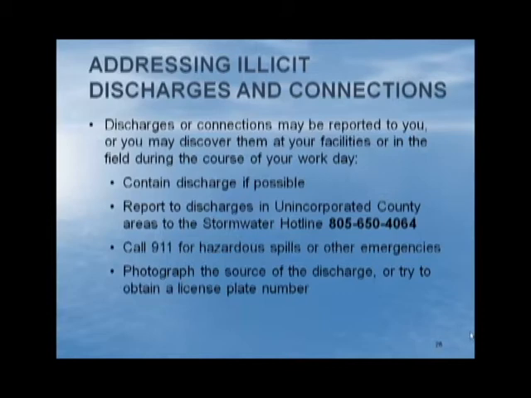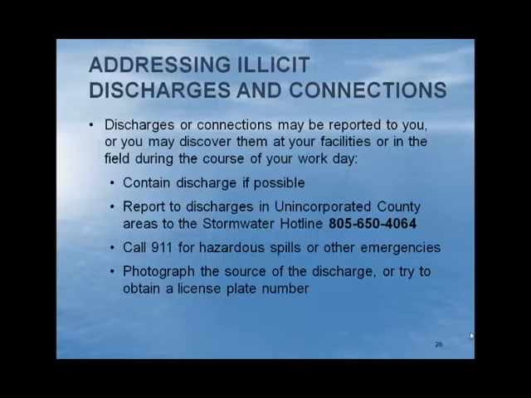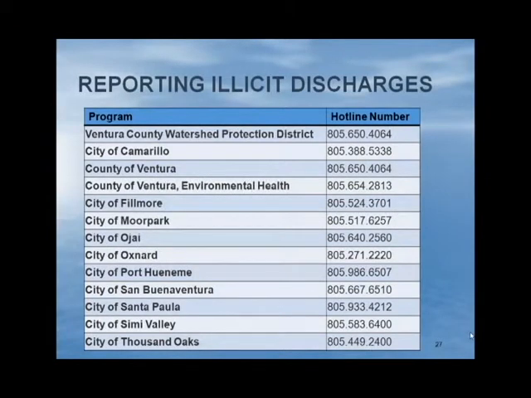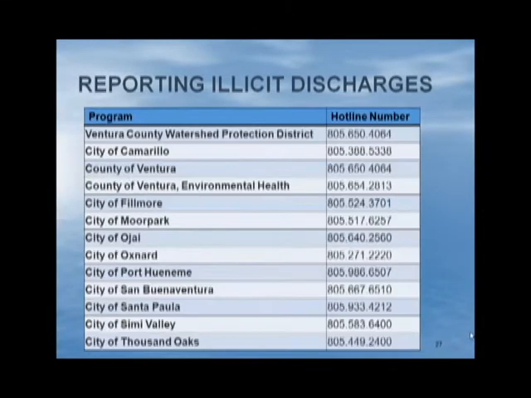Steps to respond to an illicit discharge include containing the discharge when possible, reporting discharges in unincorporated county areas to the stormwater hotline at 805-650-4064, or in the case of an emergency or a hazardous materials spill, please call 911. Photograph and report sources of the discharge and try and get a license plate number if possible. For discharges within city boundaries, report them to the applicable stormwater program for that city.